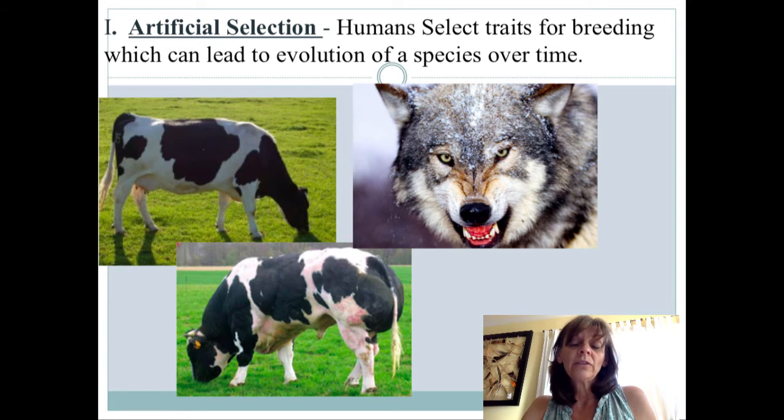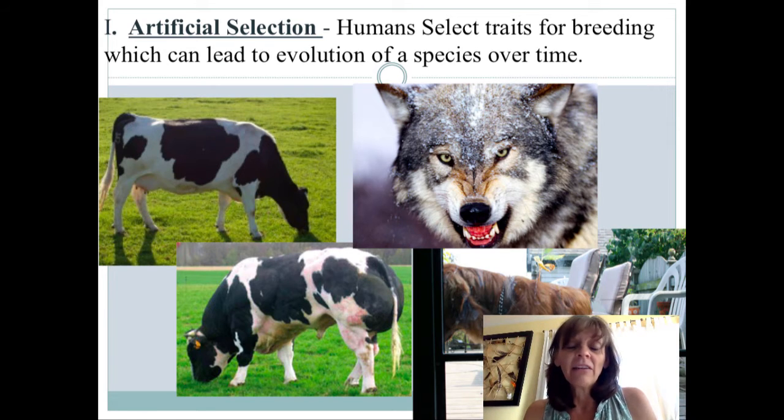Foxes and wolves, this is a wolf, like to hang out with humans, and over time humans selected for specific ones that they wanted to be around because of their behavior or their beauty or their specific skills. And now we have thousands and thousands of different kinds of breeds of dogs.